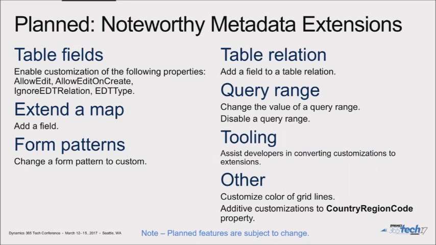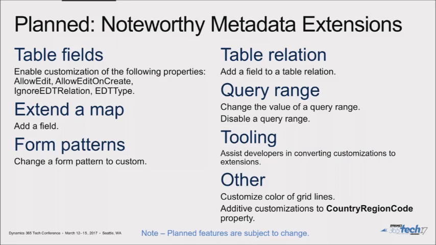I have the 4 of them here: allow edit on create, edit, ignore EDT relation, EDT type. A couple of these are controversial. That's why it's not a commitment that we're going to support it by extensions or not, but it's what we're saying. Extending a map, but only here adding a field to a map that we don't support yet, because we already support adding a table mapping via extensions. But we do see a lot of customizations where folks are actually changing the actual interface by adding a field to an existing map.